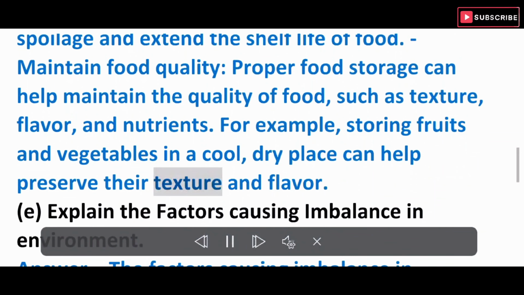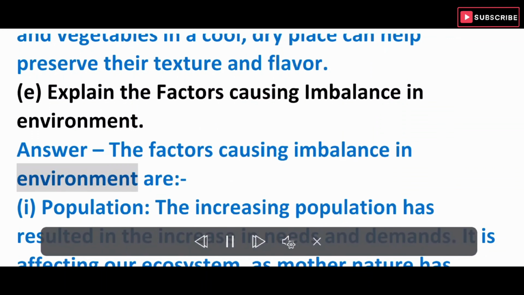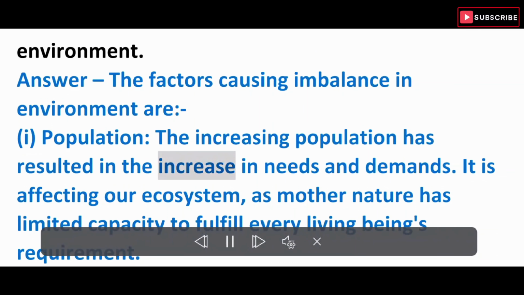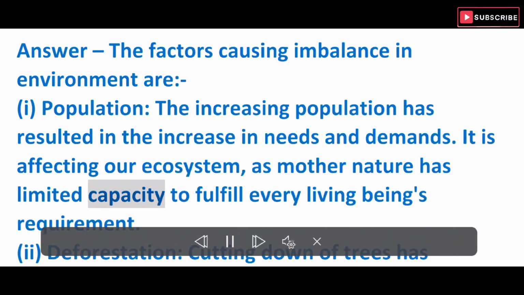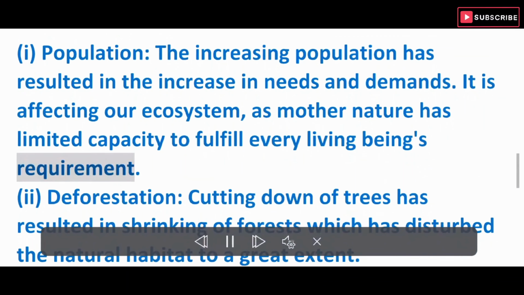E. Explain the factors causing imbalance in environment. Answer. The factors causing imbalance in environment are: I. Population. The increasing population has resulted in the increase in needs and demands. It is affecting our ecosystem, as Mother Nature has limited capacity to fulfill every living being's requirement.